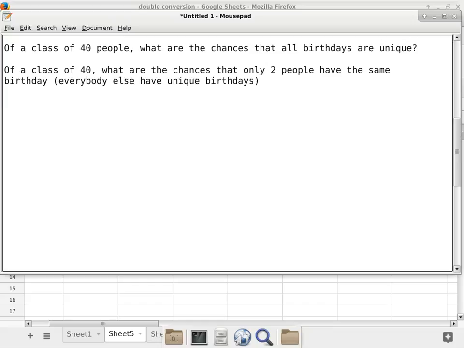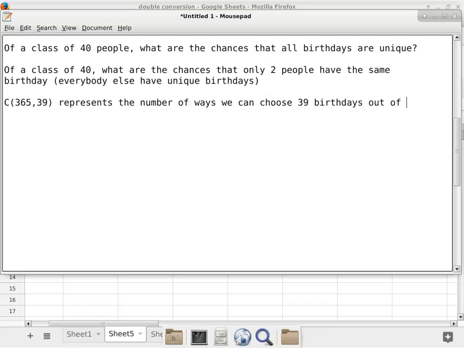The first question is, how many unique birthdays are we talking about? Out of 40 people, 2 people have exactly the same birthday. The rest of the class, the other 38 people, have unique birthdays. So how many actual birthdays are we talking about? 39. Okay, so there are 39 birthdays. C(365, 39) represents the number of ways we can choose 39 birthdays out of 365, where ordering is not important.